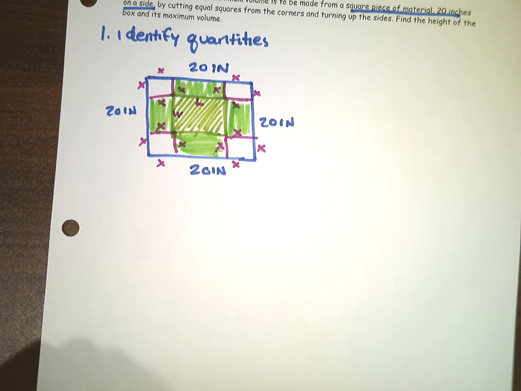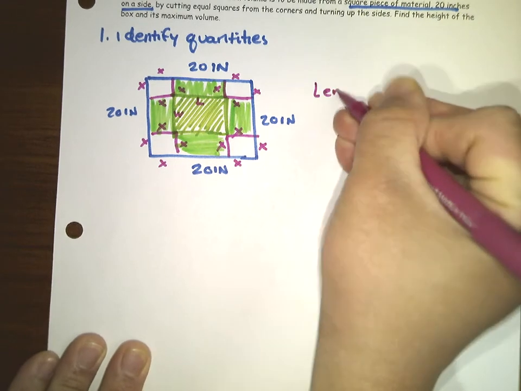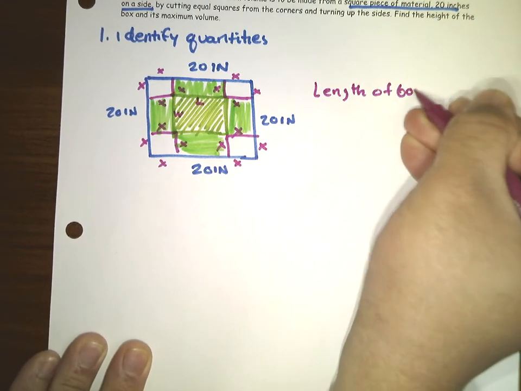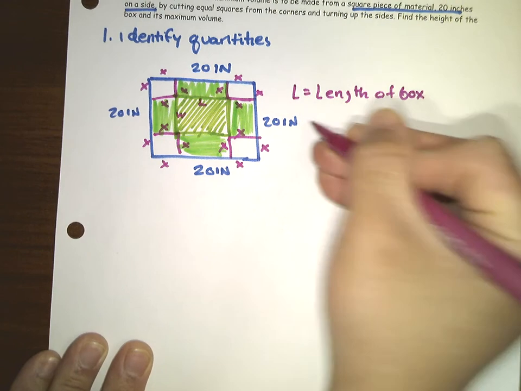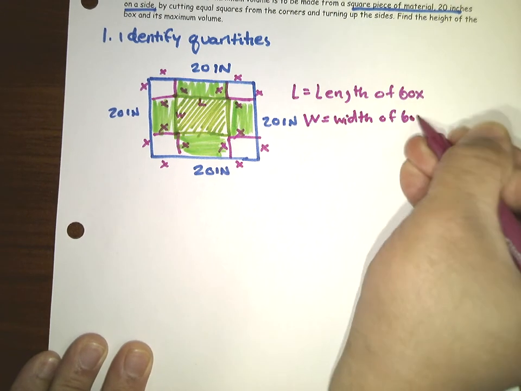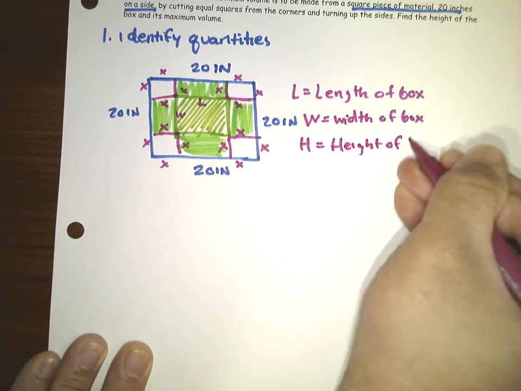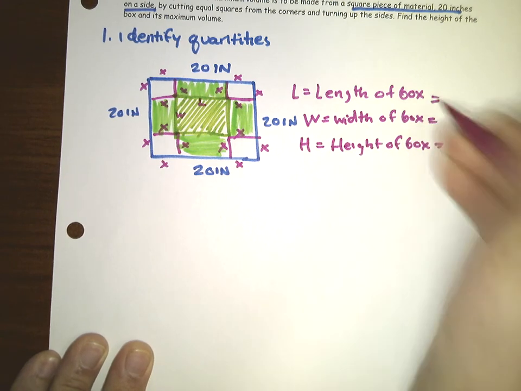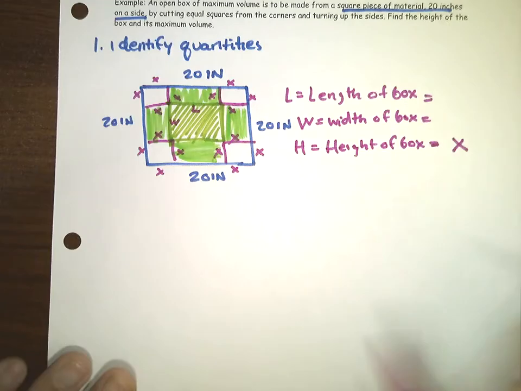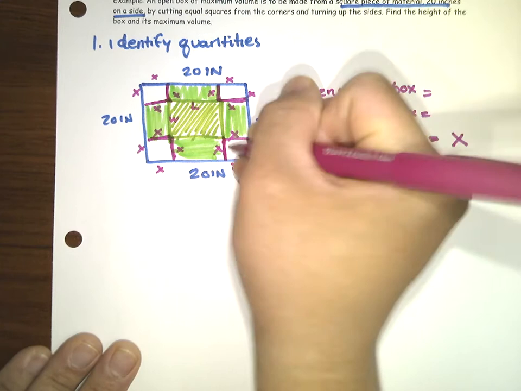So that's how tall the box is once you fold up the sides. So you need to then figure out what the length of the box is. The length of the box, we'll call it L, and the width of the box, that's W, and then the height of the box is H. I already said that the height of the box was X, how tall this is once you fold up the sides of the box.